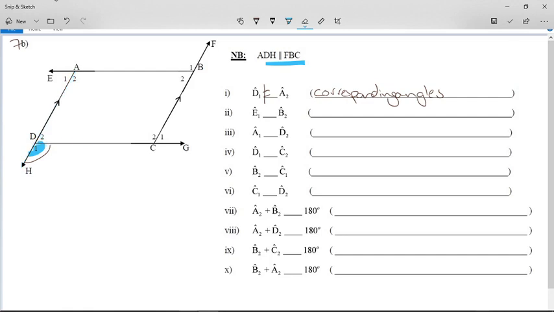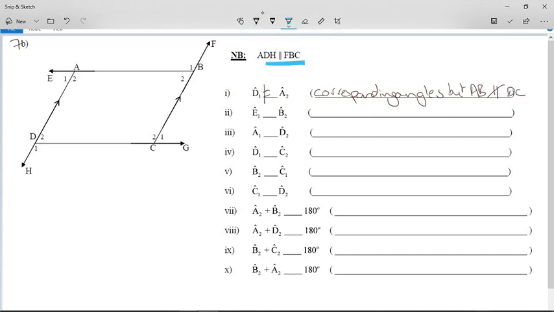So I can say there that they are corresponding angles, but AB is not parallel. So I draw the two lines parallel, I put a cross through them. AB is not parallel to DC.